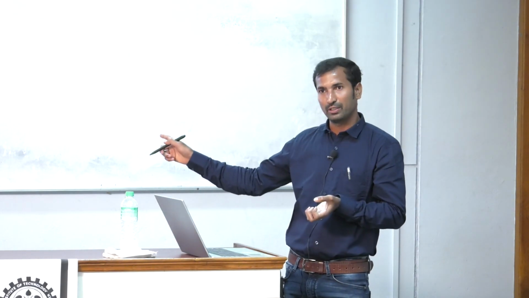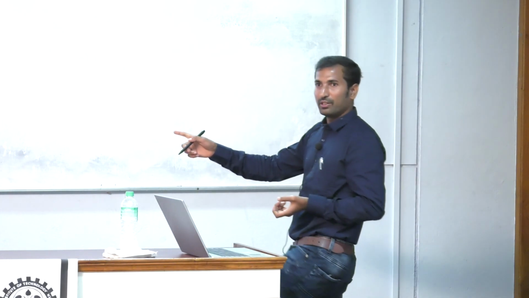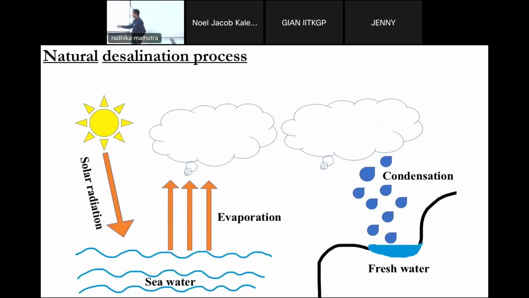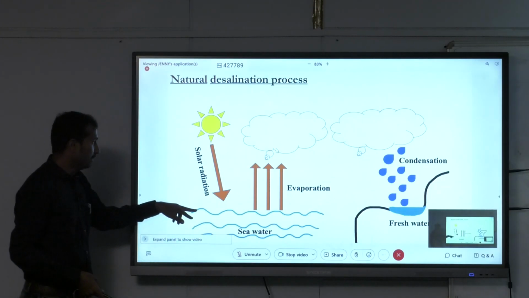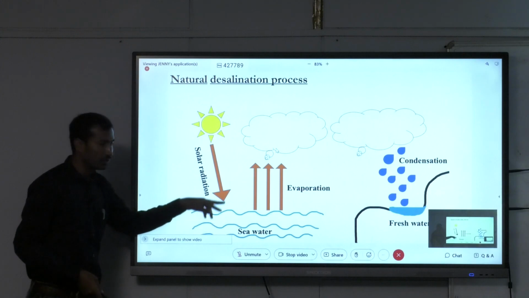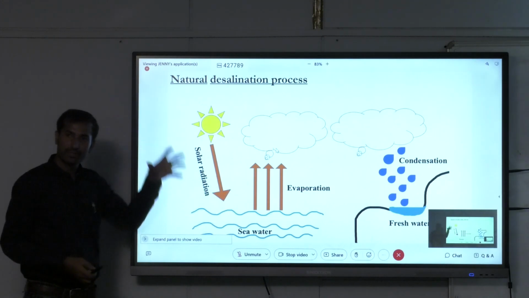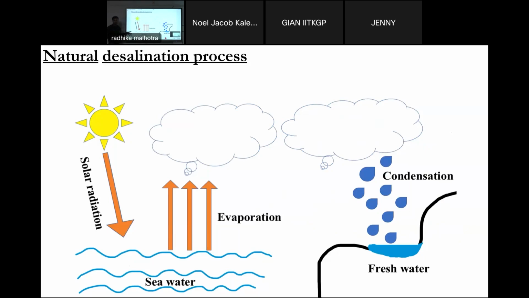So look at this natural phenomenon. What happens? This sea water gets heated up with the solar energy. Then there is an evaporation process. Then it condenses into cloud. Then we get the pure rain. It is a similar process, because if you want to heat it up and evaporate it, you need a lot of sun, a lot of energy. Only then can you create the vapors. For that purpose our membrane is useful here.